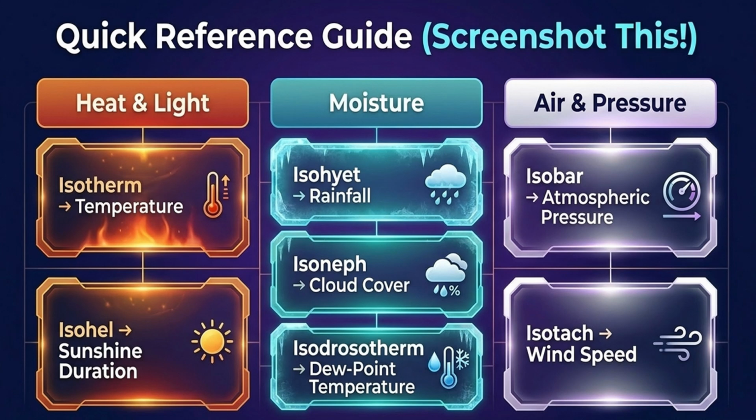Isodrosotherm connects places with equal dew point temperature. Isobar connects places with equal atmospheric pressure. Isotach connects places with equal wind speed. You can take a screenshot of this slide and use it for quick revision note.